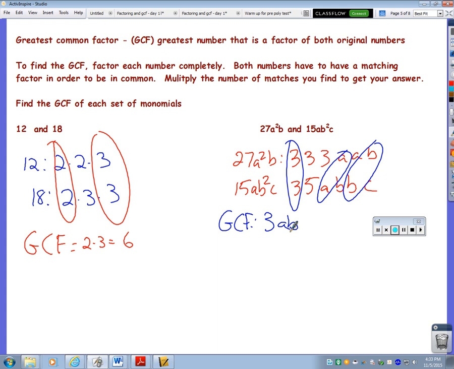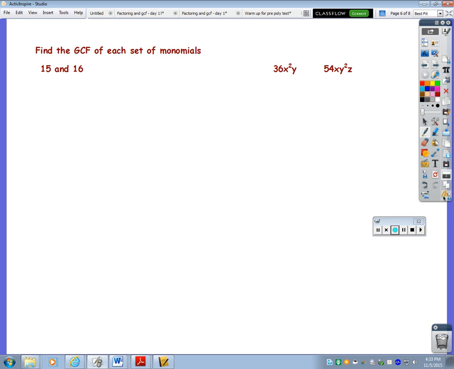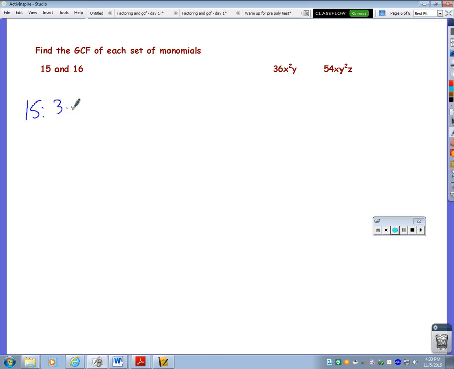So hopefully you're getting the hang of how to get greatest common factor. Now some of you may not need to go through all these steps, but I want to show you how to do it in case you ever come to a problem and you just have no idea where to start. This is a really good basic method for doing it. 15, your factors are 3 times 5. 16, your factors are 2 times 2 times 2 times 2. Notice they have no common factors, which means that they are prime to each other. There is no GCF.